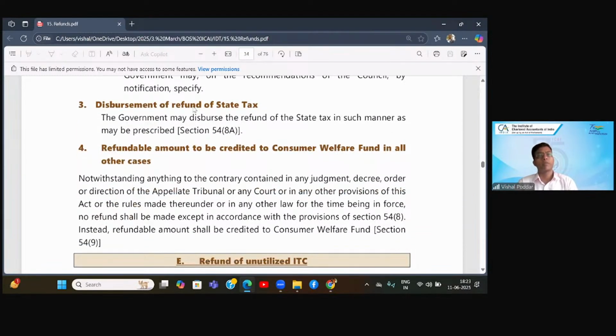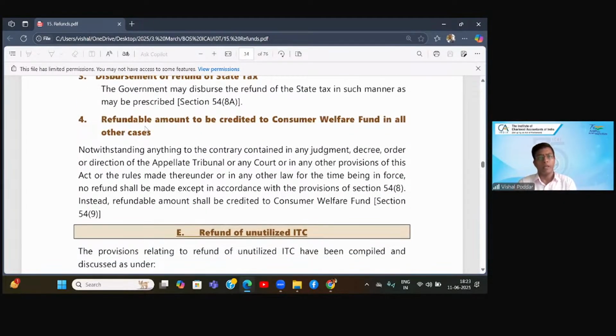Next, disbursement of refund of state tax. Once you apply for refund, it applies to all taxes, whether central or state. Whatever is the refund applicable for central taxes is equally applied to state taxes. Next, refundable amount to be credited to the consumer welfare fund in all other cases. Wherever the refund is maintainable, but you cannot prove it is maintainable to you, the law says we will transfer this amount to the consumer welfare fund.